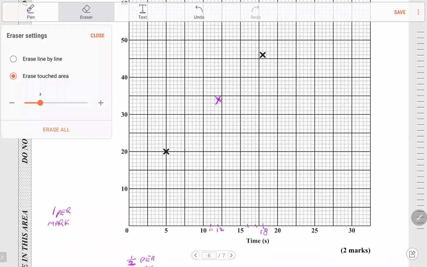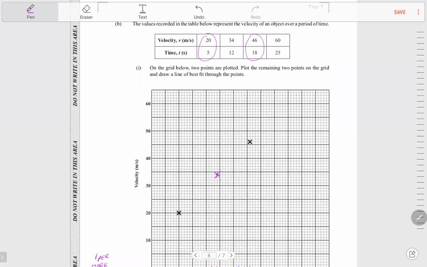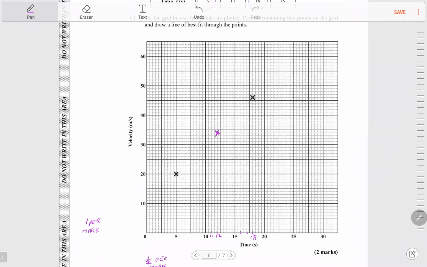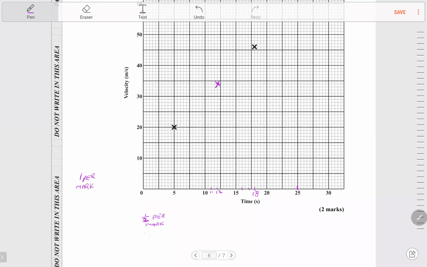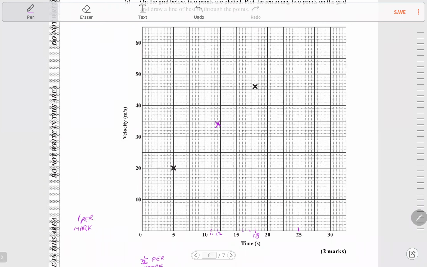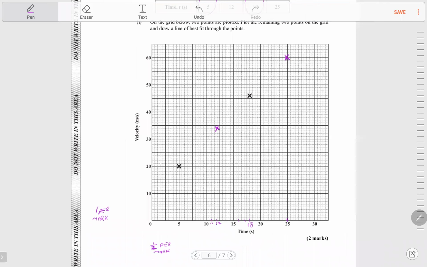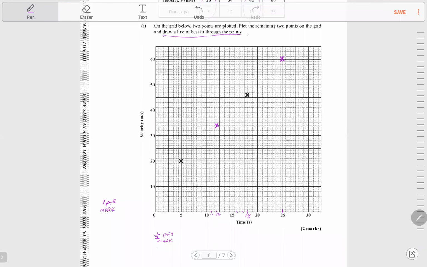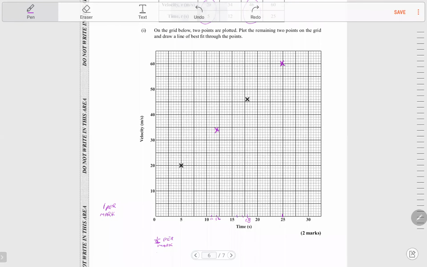And then the next one is time 25, velocity 60. So it's 25 right down here. I'm going up to 60. So that is right there. That point. All right, so we see everything line up perfectly on a straight line. So clearly they're going to want us to draw that graph, right? So it's plot the remaining 2 points on the grid and draw a best fit line. All right, so we have to draw that line. See if we can draw it as straight as I can. So that line looks like that. All right. That's that.